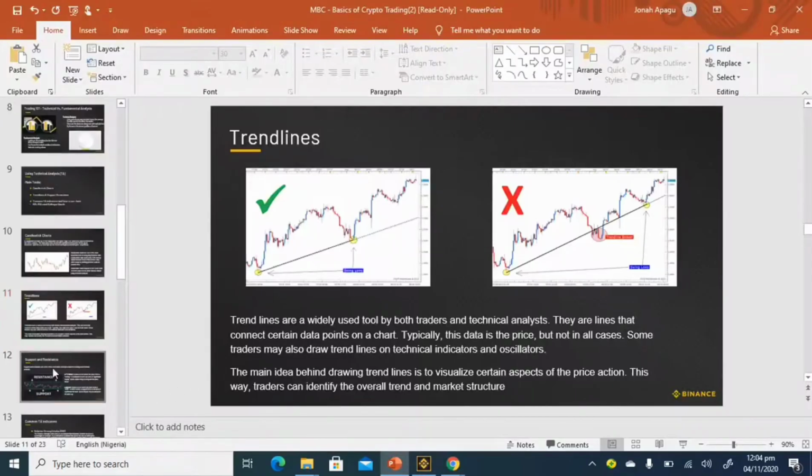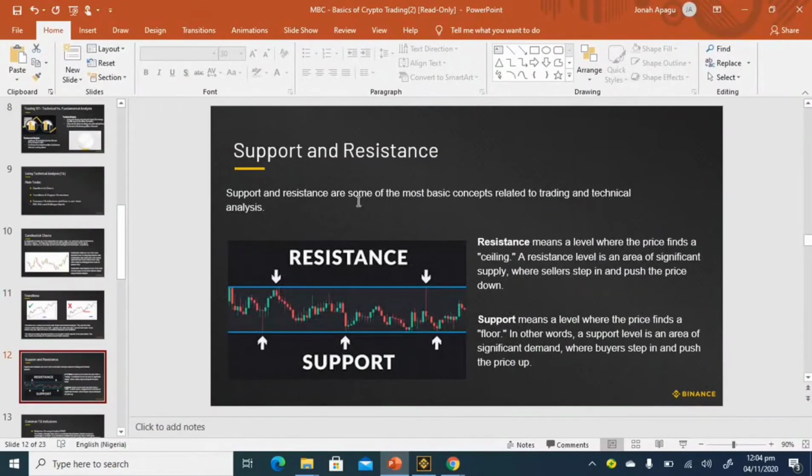Let's go back. Now, support and resistance. Support and resistance are some of the basic concepts related to trading and technical analysis. So resistance means a level where the price finds a ceiling. So a resistance level is an area of significant supply where sellers step in and push the price down. While support means a level where the price finds a floor. In other words, a support level is an area of significant demand where buyers step in and push the price up.